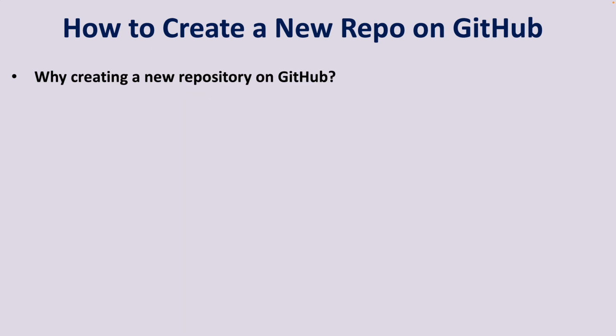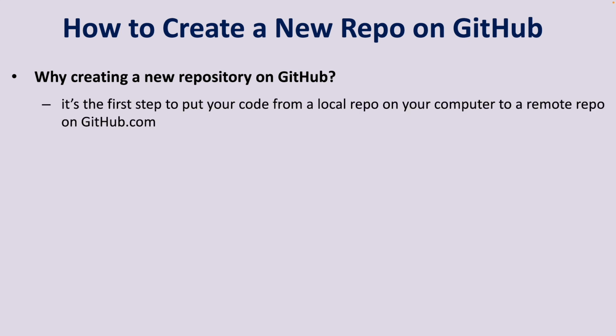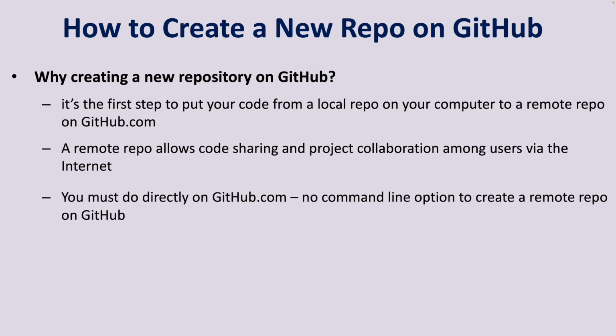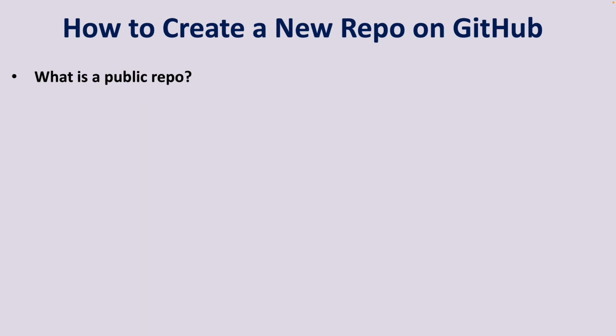Creating a new repository on GitHub is the first step to put your code from a local repo on your computer to a remote repo on github.com. A remote repo allows code sharing and project collaboration among users via the internet. You must create a new repository directly on github.com because there's no command line option to create a remote repo on GitHub. And there are two types of repository you can create, public and private.